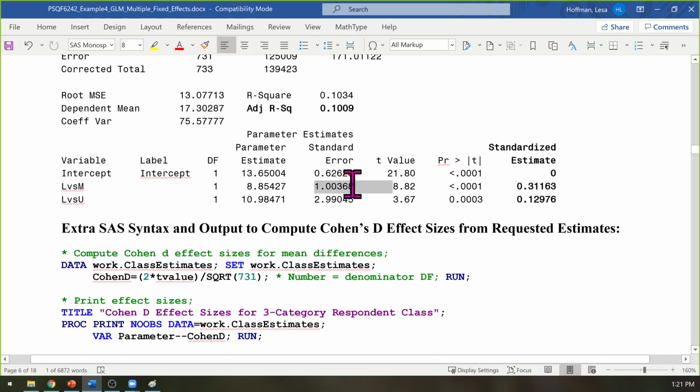Check this bad boy out right here. Standard error comparison. The standard error for the slope related to the upper group is 3 times as large. The upper group only has 20 people in it out of the 734 people in this data set.